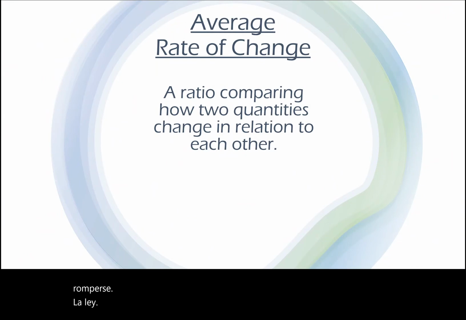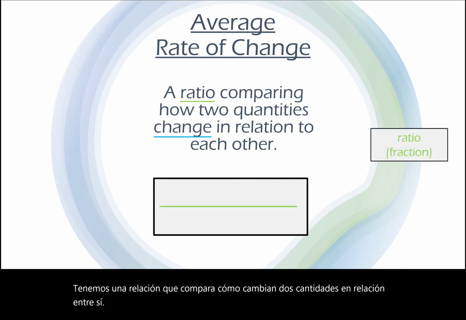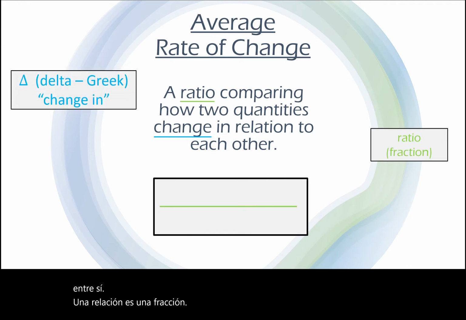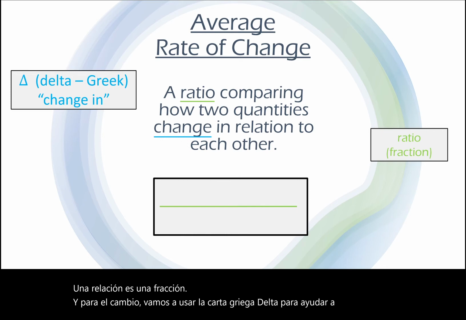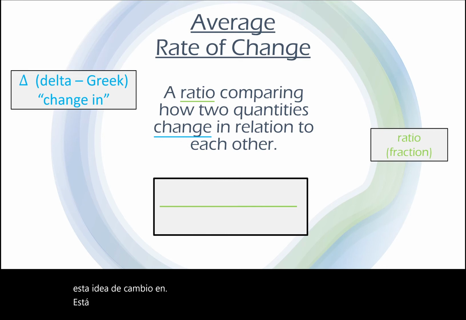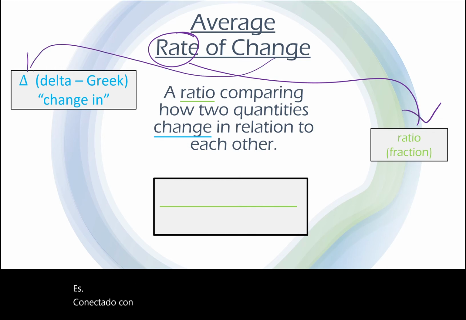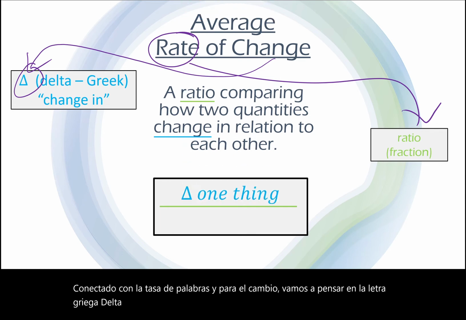So what we're talking about in this example is called average rate of change. We have a ratio comparing how two quantities change in relation to each other. A ratio is a fraction. And for change, we're going to use the Greek letter delta to help communicate this idea of change in, using symbols and not having to write it out. So ratio is connected with the word rate, and for change, we're going to think about the Greek letter delta. So ultimately, we're looking at the change in one thing over the change in another thing.